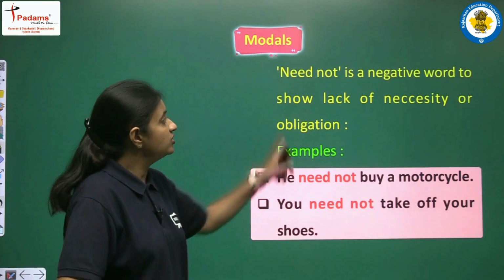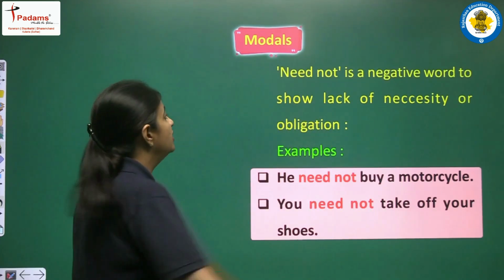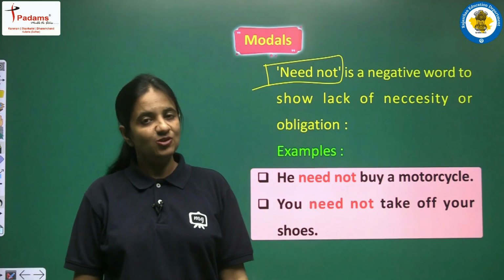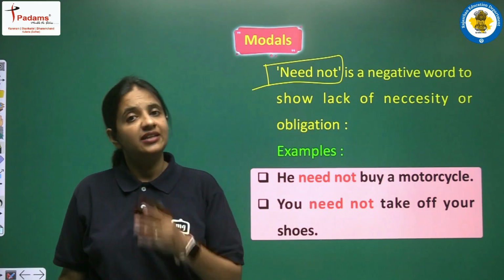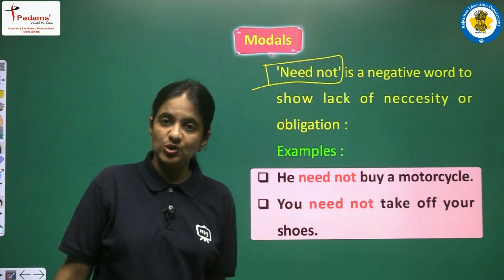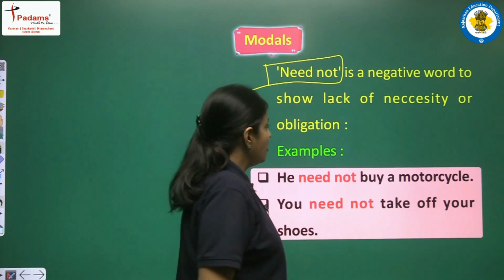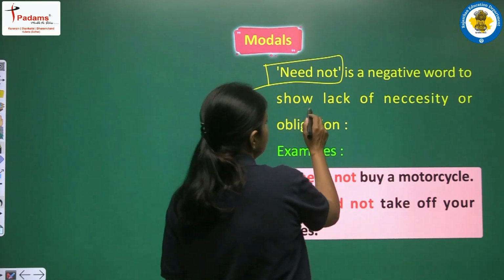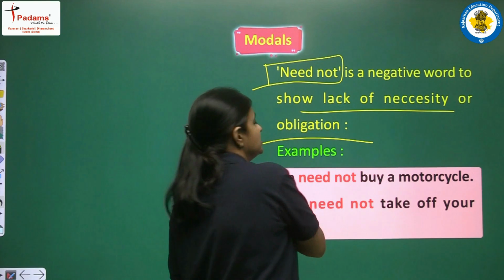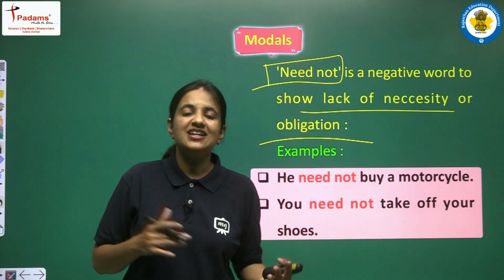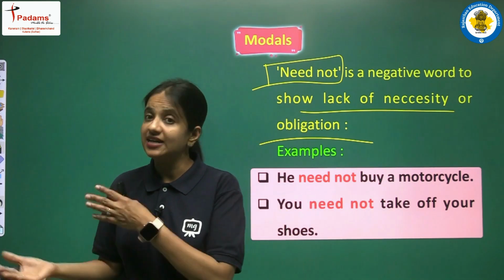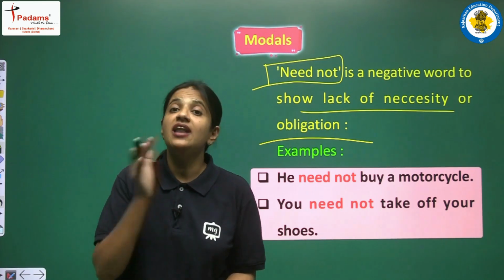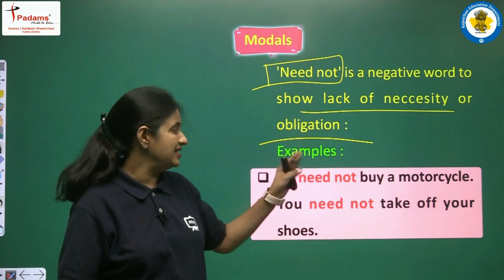And now we can use this word in a negative form also, that is need not. So if we are using the negative form of need, then what does it mean, and how can we use it? So let's see. Need not is a negative word, and it is used to show lack of necessity, or we can say obligation. Just like need is used to show necessity, similarly need not is used to show lack of necessity. Okay, so let's see the examples.